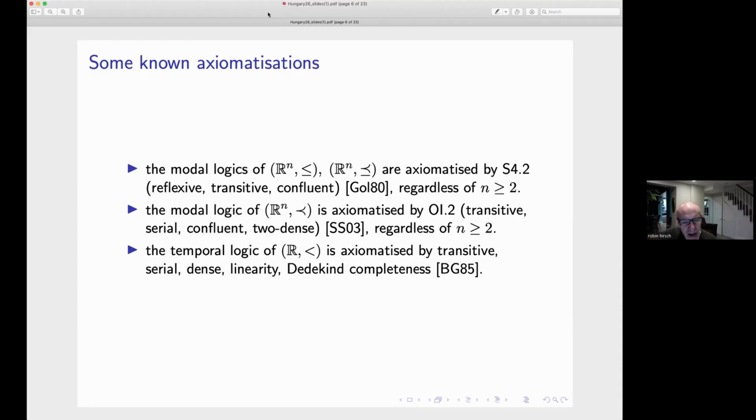So no end of time and no beginning of time either. Density, of course, this is valid. Linearity, it works in this case. And one more, which is the axiom of Dedekind completeness, which I will remind you of. And this was a result of Burgess. That looks like it's a reference to a paper by Burgess and Gurevich, but I think I may have made a mistake here. The original thing is due to Burgess. Anyway, this axiomatization is known.